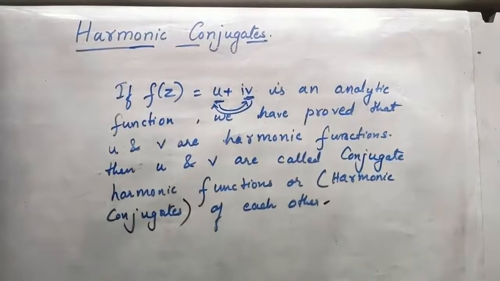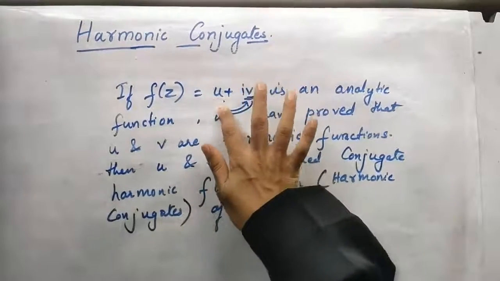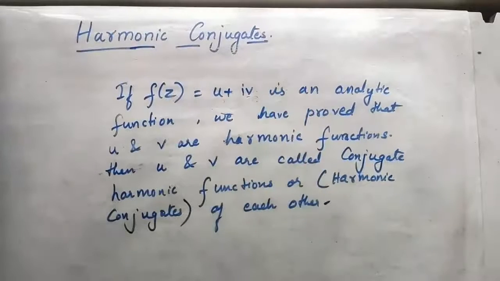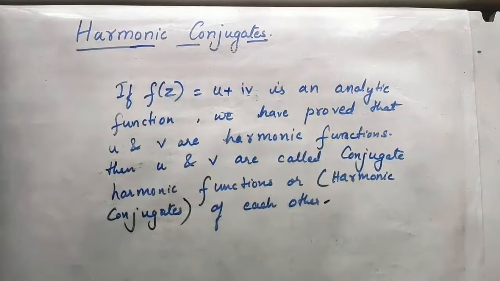In this session, I am continuing with the new topic of the same module, that is harmonic conjugates. If f of z is equal to u plus iv is an analytic function, then we have already proved one of the properties of an analytic function. What is that? If f of z is analytic, then the real and imaginary parts are harmonic. We have already proved this property.